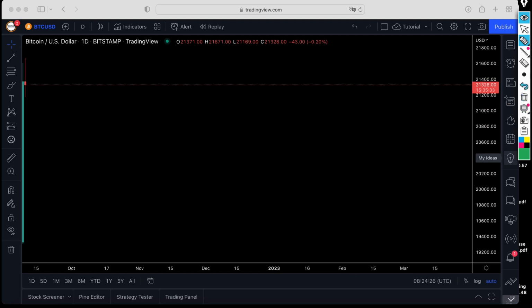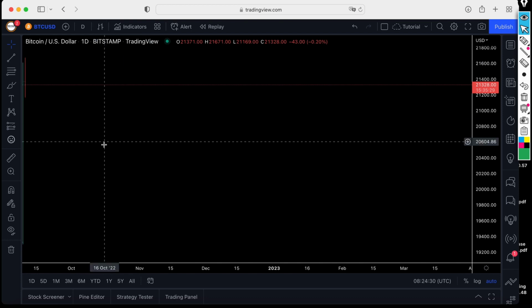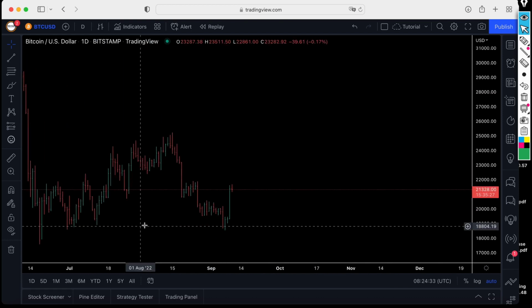The other alternative is to use what is called a bar chart. So in this case, these are the bars. Let me show you how the bars look like.